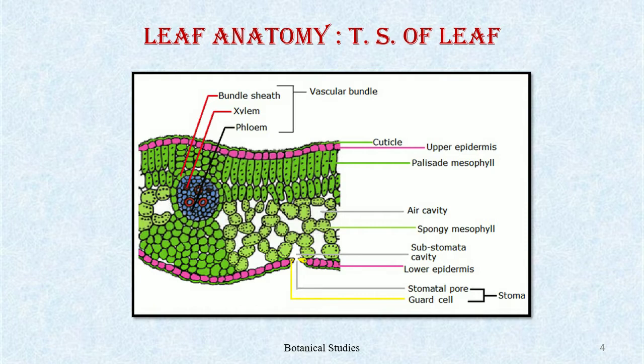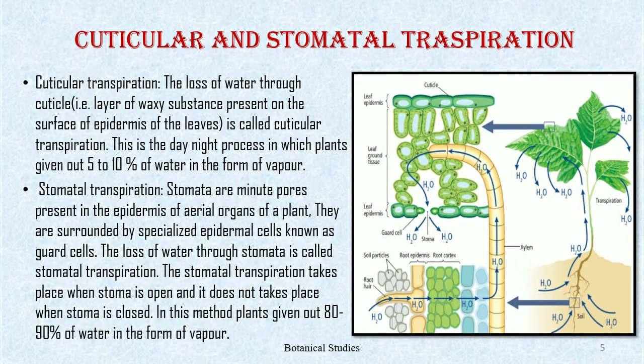Lower epidermis, a protective layer of cells. The lower epidermis produces a waxy cuticle in some plant species. The lower epidermis contains small pores called stomata that allow carbon dioxide and oxygen to move in and out of the plant respectively. These stomata are also helpful in the process of transpiration. Let us move towards the types of transpiration.